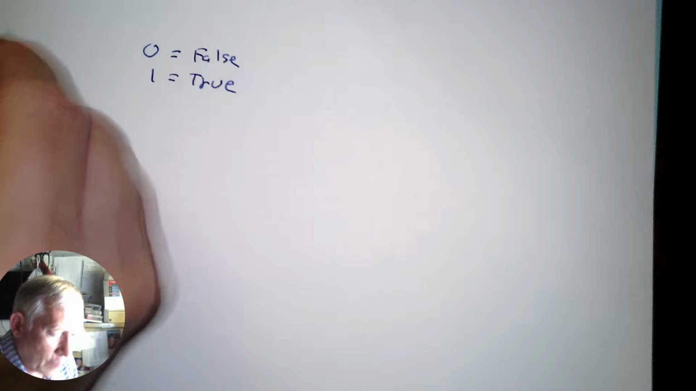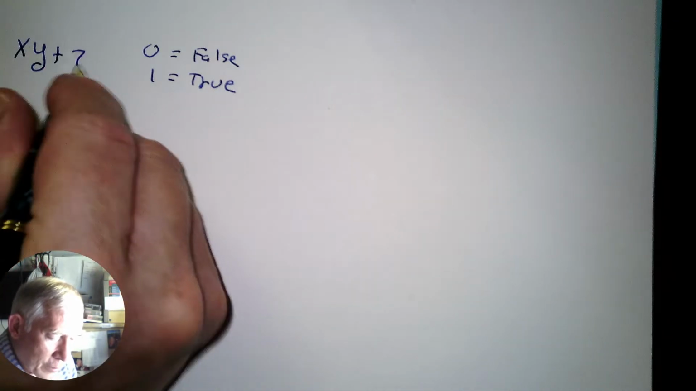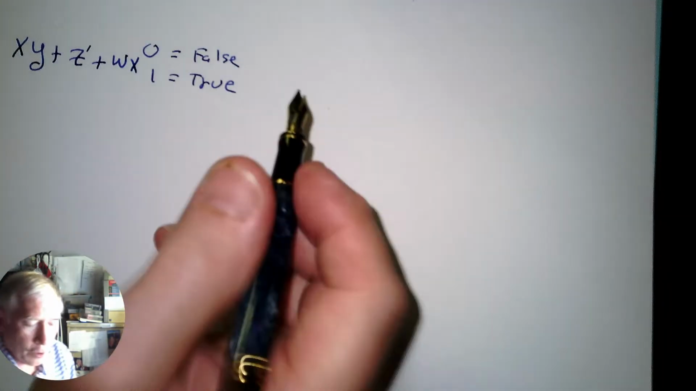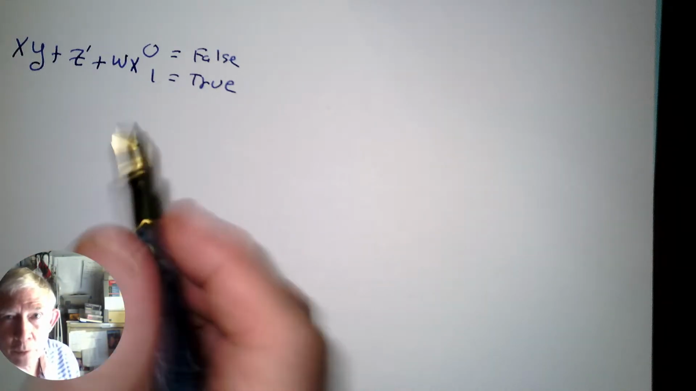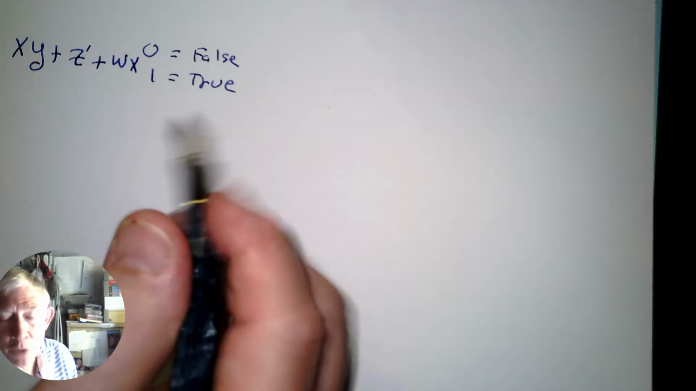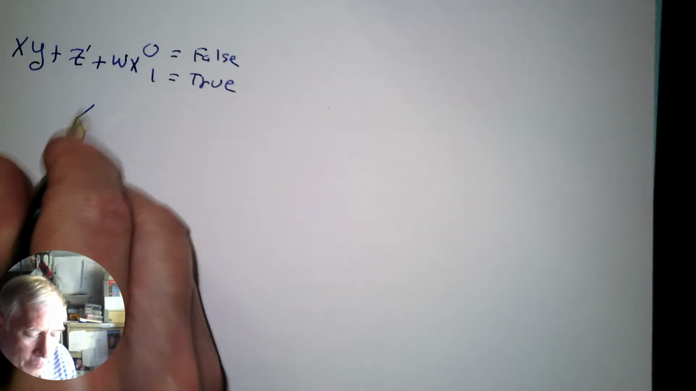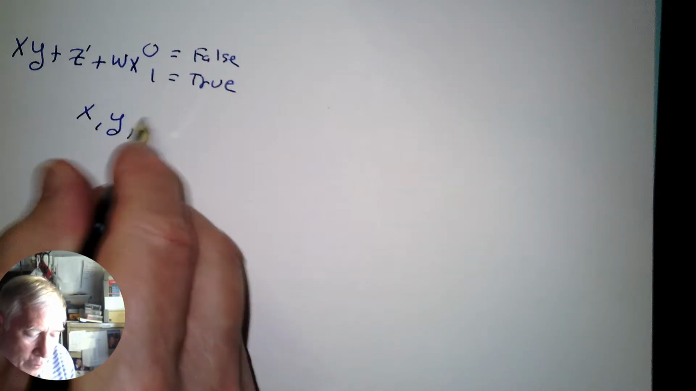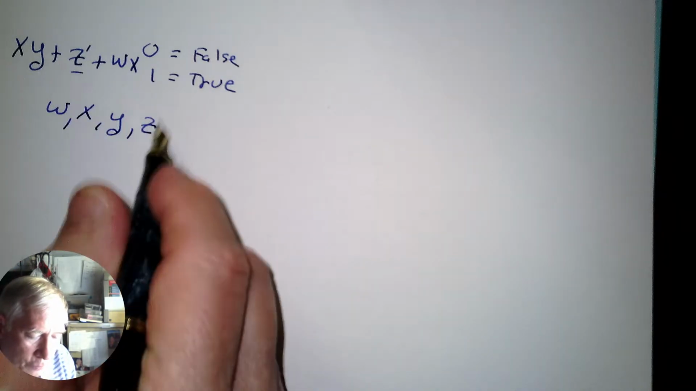Now, when we write a logic expression, let's say we write something like xy plus z prime plus wx, something like that. What I want you to see here is we have operators and we have variables, and every appearance of a variable we will call a literal. So let's look at this. What are our variables here? Our variables are x, y, z, and w. And we have our z in the form of a z prime. So we do have z prime.